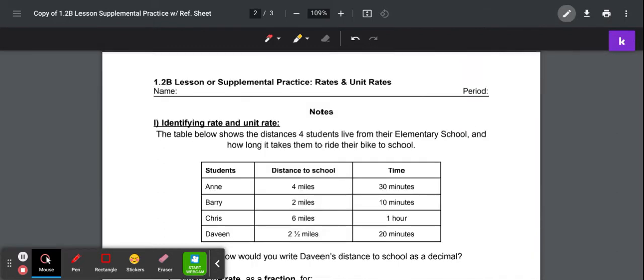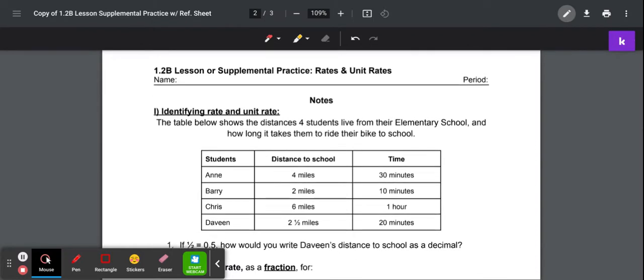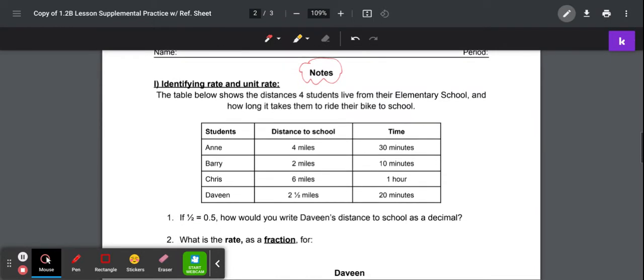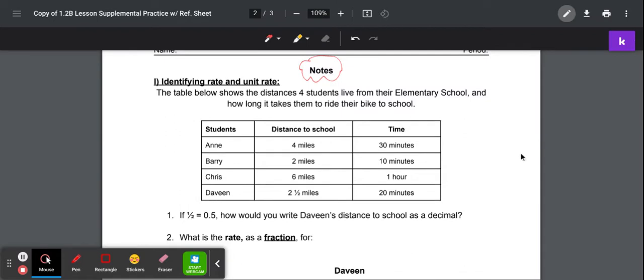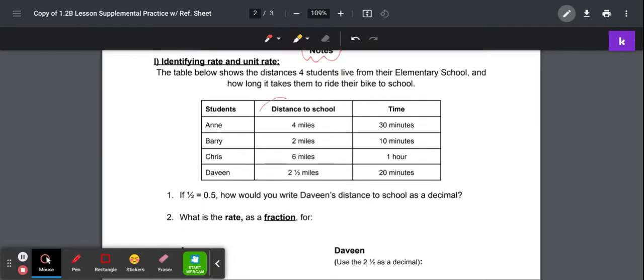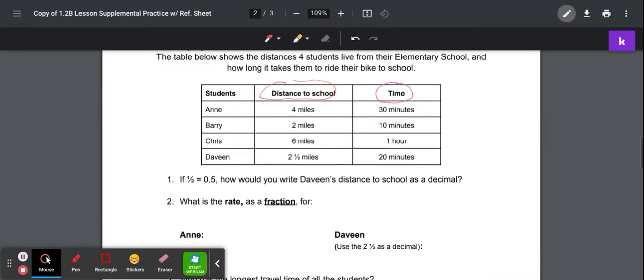So now turn to the other side of your paper. We're going to do some practice. So the other side of your paper is titled Notes. Okay, so the table below shows the distances that 4 students live from their elementary school and how long it takes them to ride their bike to school. So we know the distance to the school, and then the other side of the chart gives the time it takes to travel that distance.